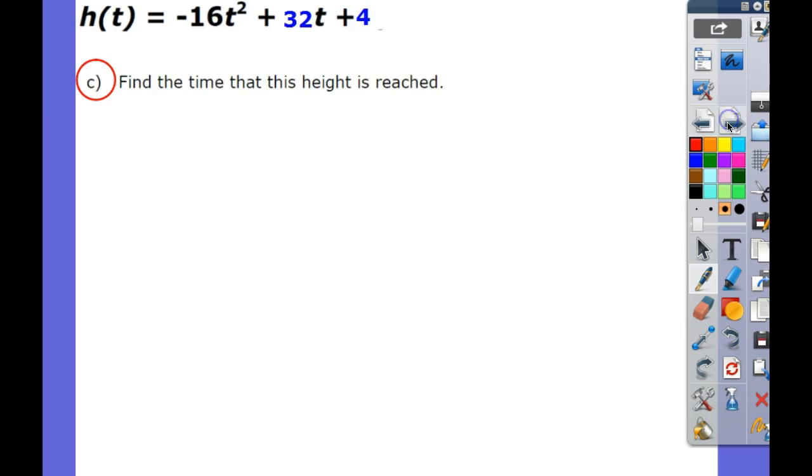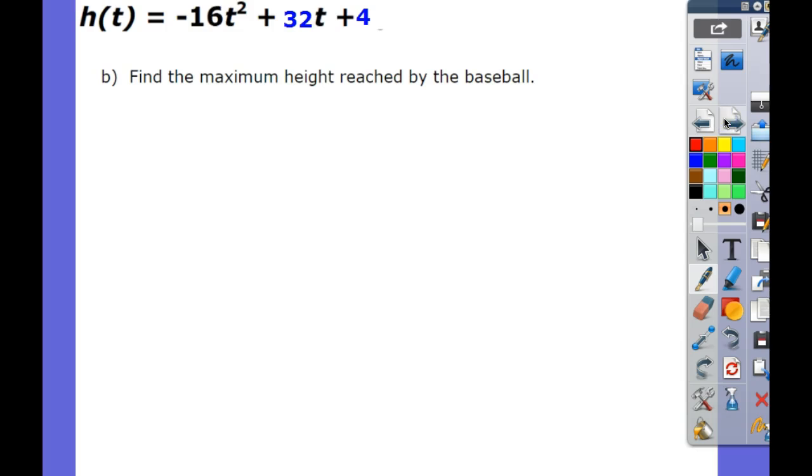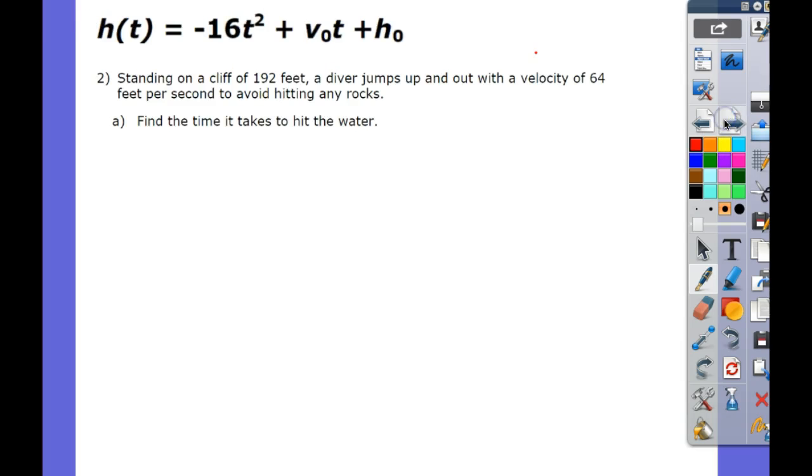Okay, in order to save a little bit of time, we are going to skip to example number 2. Would you please skip to example number 2? Standing on a cliff 192 feet, the diver jumps up and out with a velocity of 64 feet per second to avoid hitting the rocks. Please do not jump off of cliffs that have rocks. That's not safe. This is not an example of something you ought to do.